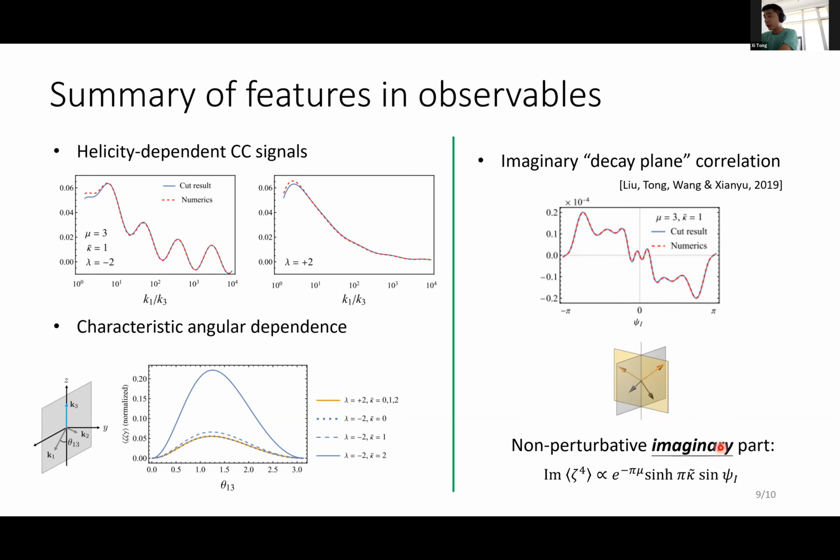This imaginary part is non-perturbative because it's suppressed by an e to the minus pi mu factor, where mu is the mass of the particle. So you cannot see this at any order in the large mass EFT expansion. It's intrinsically non-perturbative, and it comes from real, on-shell particle production and propagation.